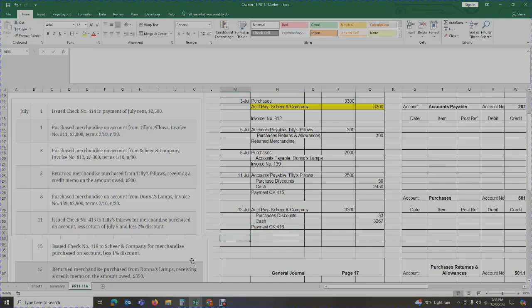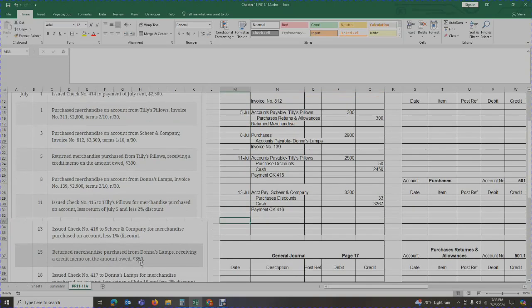And then last but not least, we have the last transaction. On the 15th, we returned merchandise purchased from Donna's Lamps, receiving a credit memo in the amount of $350. So we made a purchase from Donna's Lamps for $2,900, and now we are returning $350 back to Donna's Lamps. We returned some merchandise. This is happening on July the 15th.